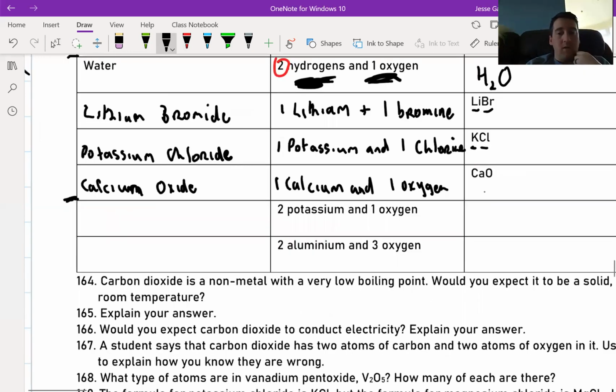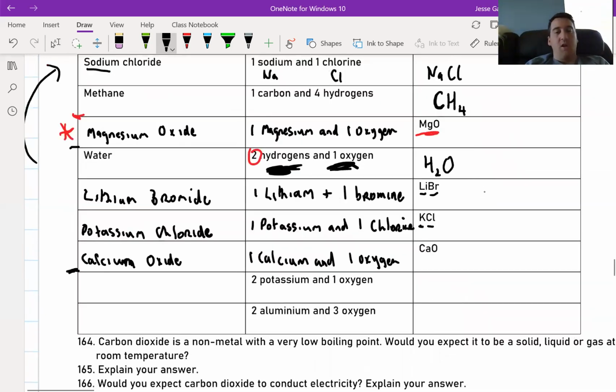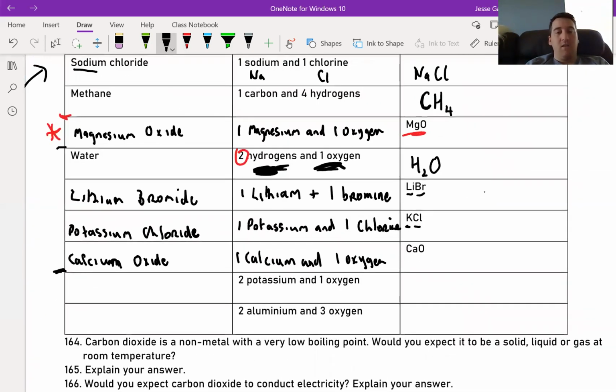All right, so the last two are a bit more of a challenge. You're told how many atoms there are, and you have to get a formula and the name. I suggest you start with the two formulas first and then do the names, okay? So please pause the video now and finish these last two lines.